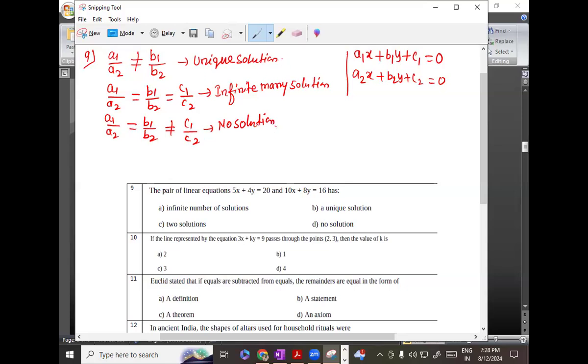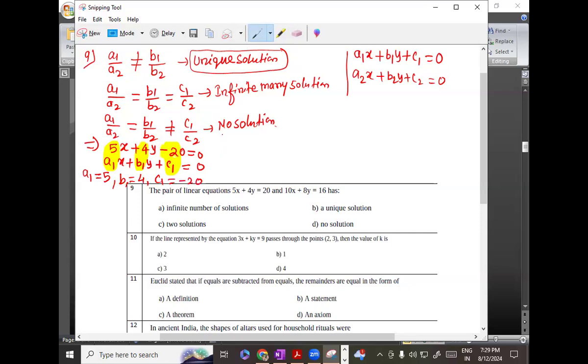Unique solution means one solution. Okay, then compare it. We need to convert it to the form a1x plus b1y plus c1. How to write? 5x plus 4y minus 20 we can write. Then compare a1x plus b1y plus c1. What is the value of a1? A1 is 5. Yes or no? Yes, sir. A1 is 5, b1 is 4 and c1 is minus 12.